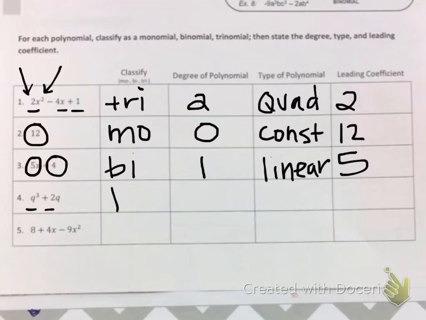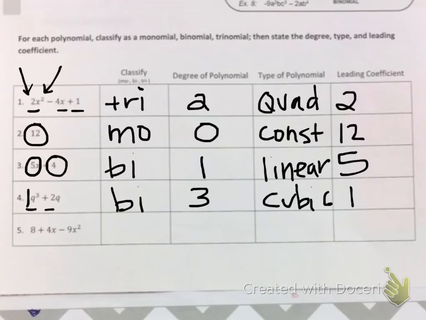This is a binomial, 2 parts. The degree would be the highest power, which is 3. The type of polynomial, because it's 3, it would be cubic. And the leading coefficient is the number in front of the highest power, which is a 1.